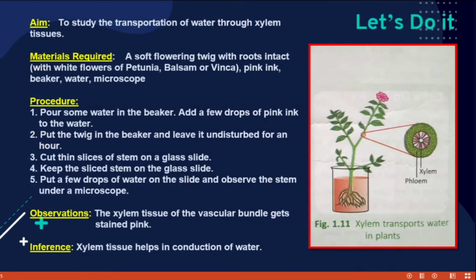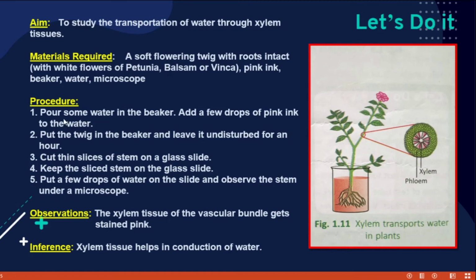See, this small activity is nothing but the transportation of water through the xylem tissue. By doing this activity, definitely you will understand very easily. Materials required: a soft flowering twig with the root intact, maybe petunia or balsam or vinca. And pink ink, beaker, water, and microscope. These are all needed.